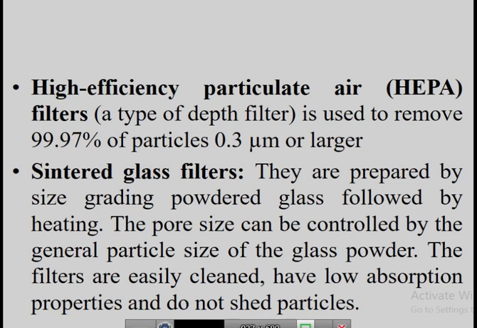Another type of filter includes high efficiency particulate air filters. These are particularly used in laminar airflow, a device frequently used in microbiology laboratories. It is used to remove 99.97% of the particles of around 0.3 micrometer or larger. Another type of filter includes the sintered glass filter. They are prepared by size grading powdered glass followed by heating. The pore size can be controlled by the particle size of the glass powder. They can be easily cleaned, have low absorption properties and do not shed particles. These are the advantages of the sintered glass filter.